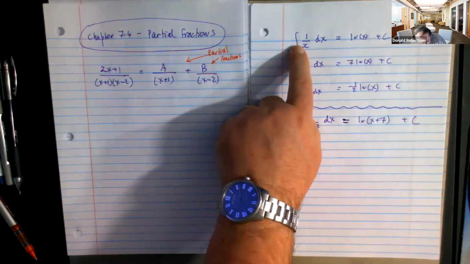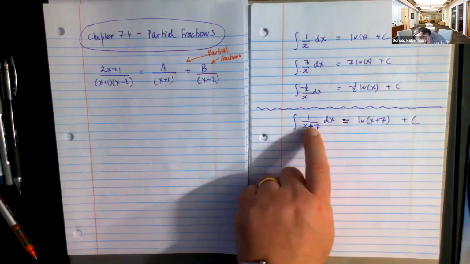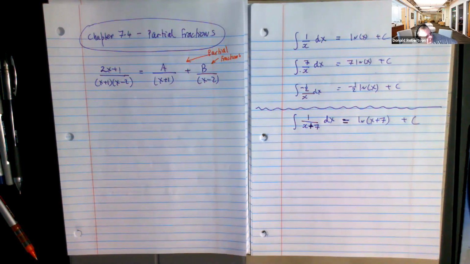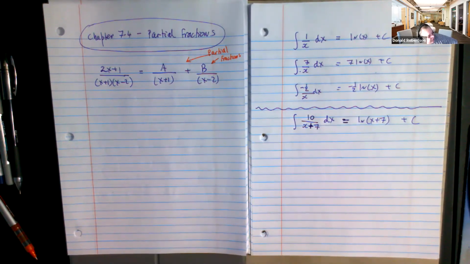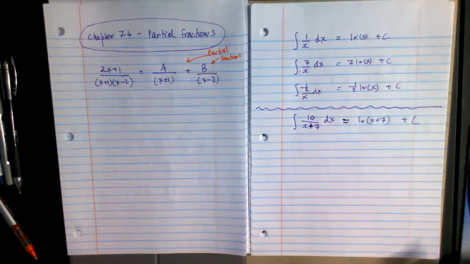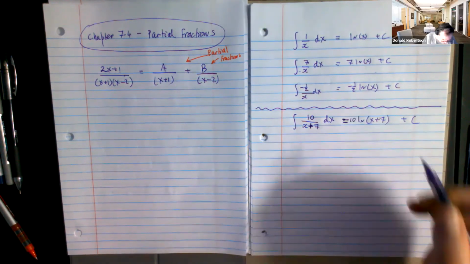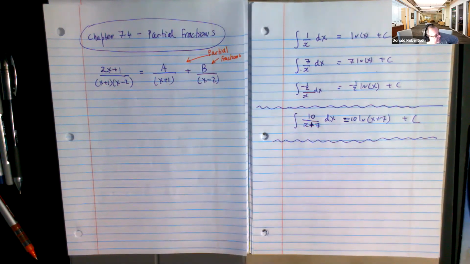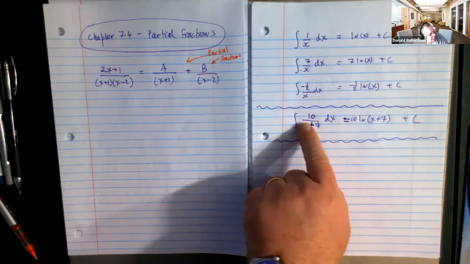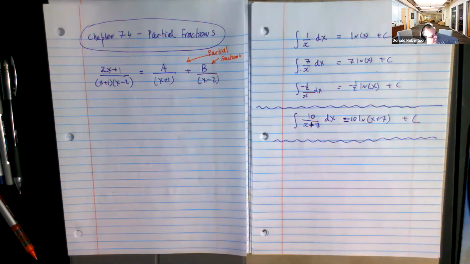The integral of 1 over x is log x. The integral of 1 over x plus 7 is the natural log of x plus 7. What would 10 over x plus 7 get me there? Just a 10 on the outside. Yeah, that's all it is. So if you have to integrate 5 over x minus 2, 7 over x plus 3, isn't this what you're going to get? You're just going to get some multiple of a natural log.